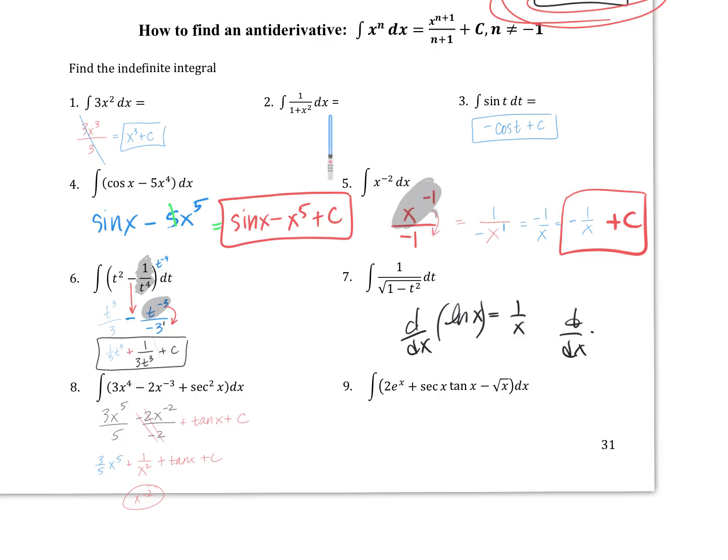Anyone have any idea which one this one matches with? Inverse tangent. Inverse tangent. It's my favorite one because there's no negatives or square roots. Whoa. Inverse tangent of x plus c. This is meant to be, haven't seen this in a while. Let's remind ourselves. It's meant to be that. Let's go check 7 now.